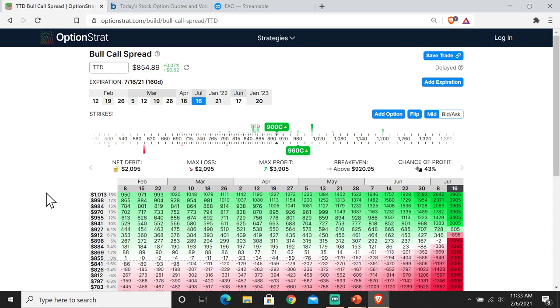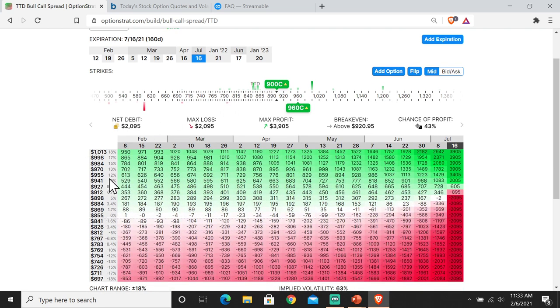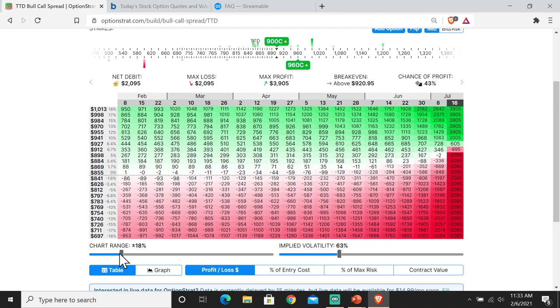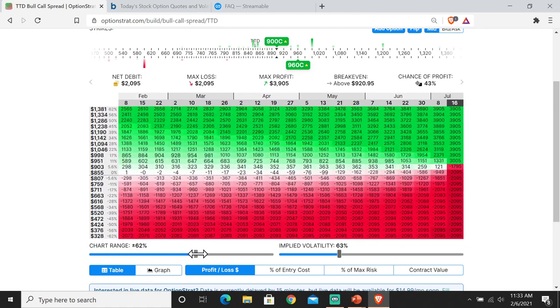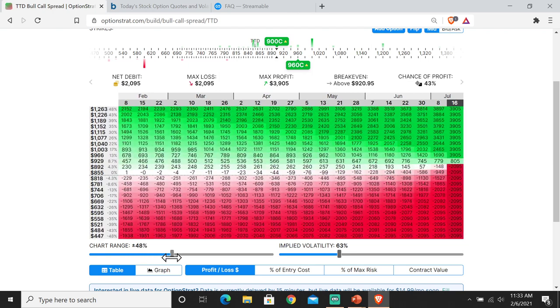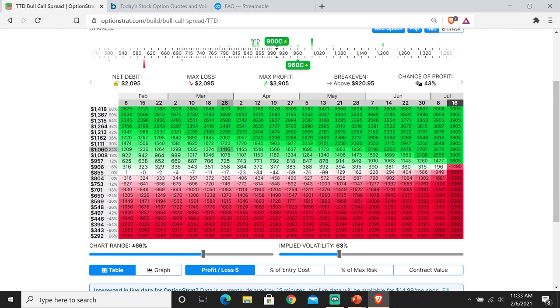All right, going back to this TTD play here, we have the July 16, 900, 960 spread. So really, when would it be best to get out and take profits? Essentially, if you expect the stock price to continue to move up before your expiration date, that's where you would take profit, when you finally think you've hit the peak. So the higher it is, the more money you make, right?